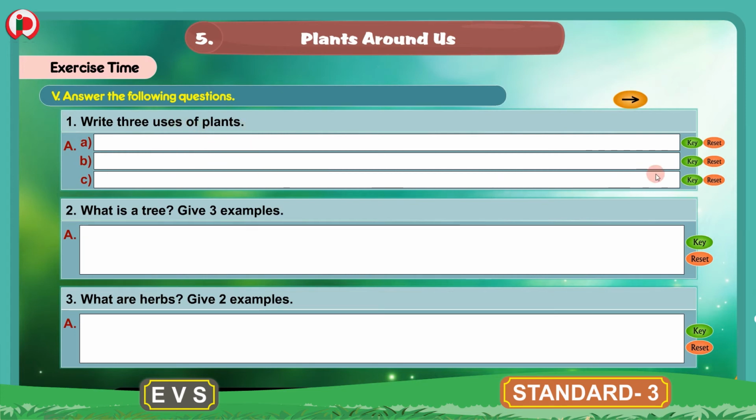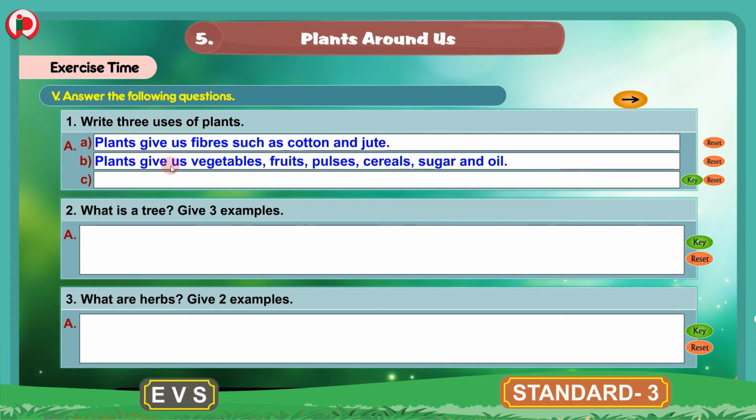The answer for this question is: plants give us fibers such as cotton and jute. Plants give us vegetables, fruits, pulses, cereals, sugar and oil. We make many medicines from plants such as neem, tulsi, eucalyptus. So these are the uses of plants.